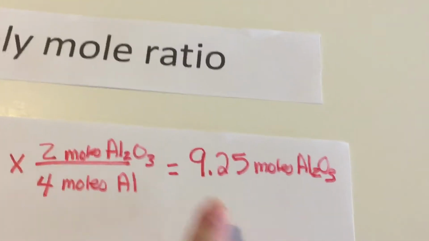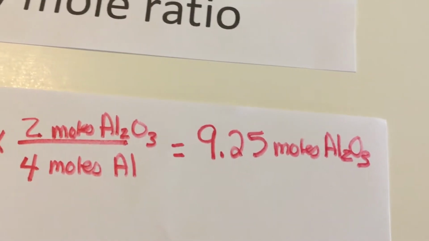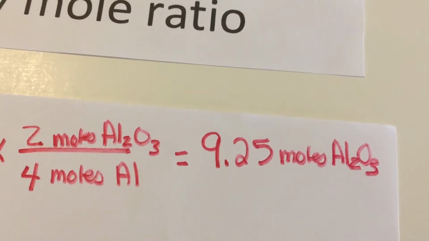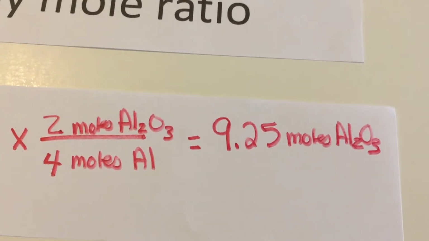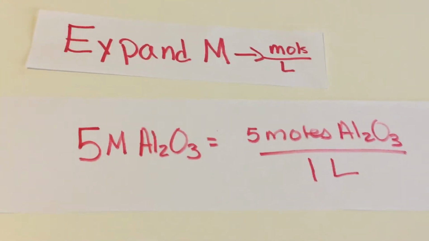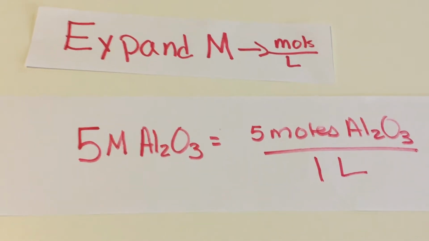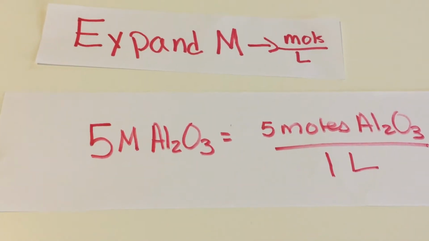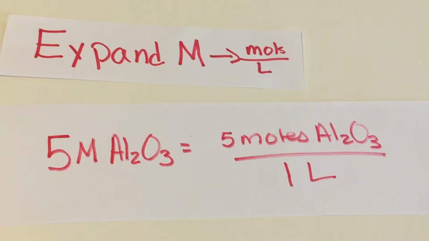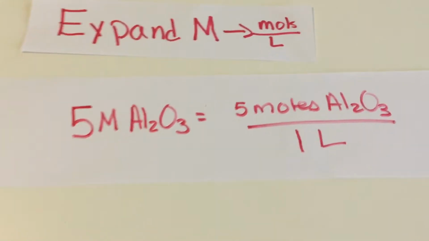Okay, so now we know how many moles of aluminum oxide we need, but we need to figure out how many milliliters in our 5 molar aluminum oxide solution. So we expand our molarity to moles over liters. So 5 molar aluminum oxide is equal to 5 moles of aluminum oxide in 1 liter.